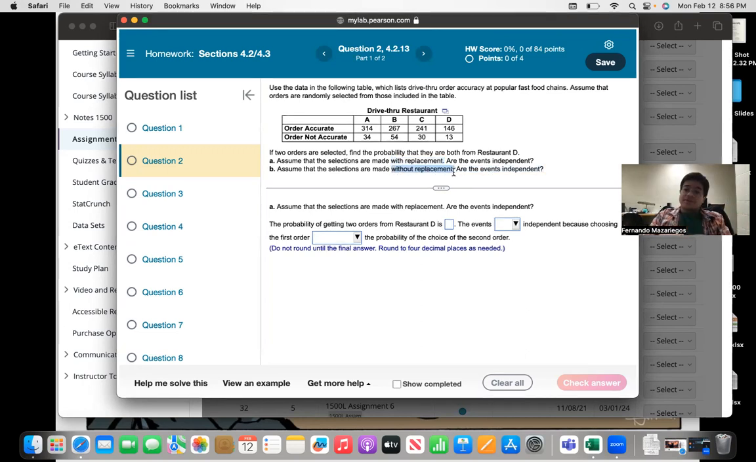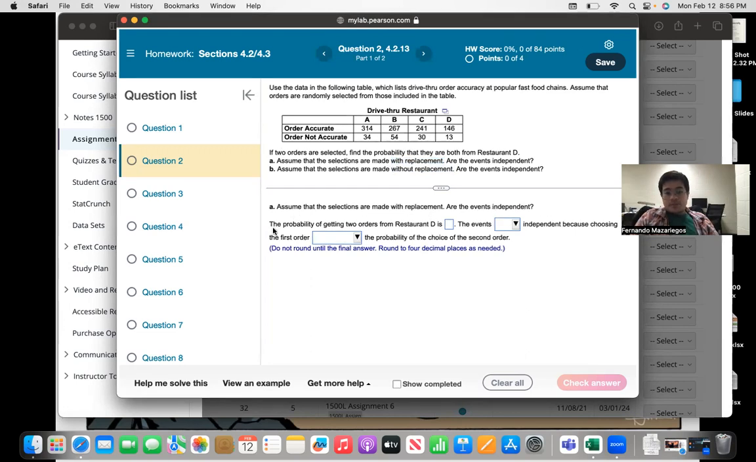Without replacement means that I take the first order and I don't put it back. So now I have less options to choose from. So let's see how those two compare here. Assume that the selections are made with replacement.